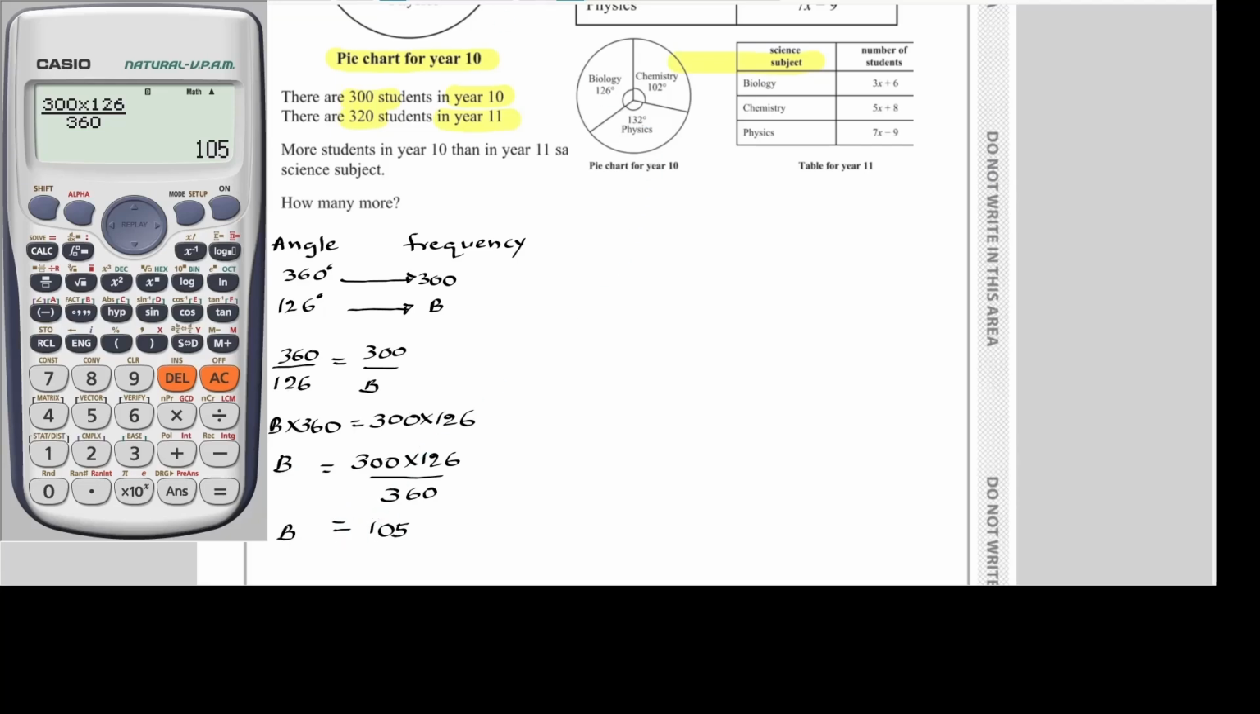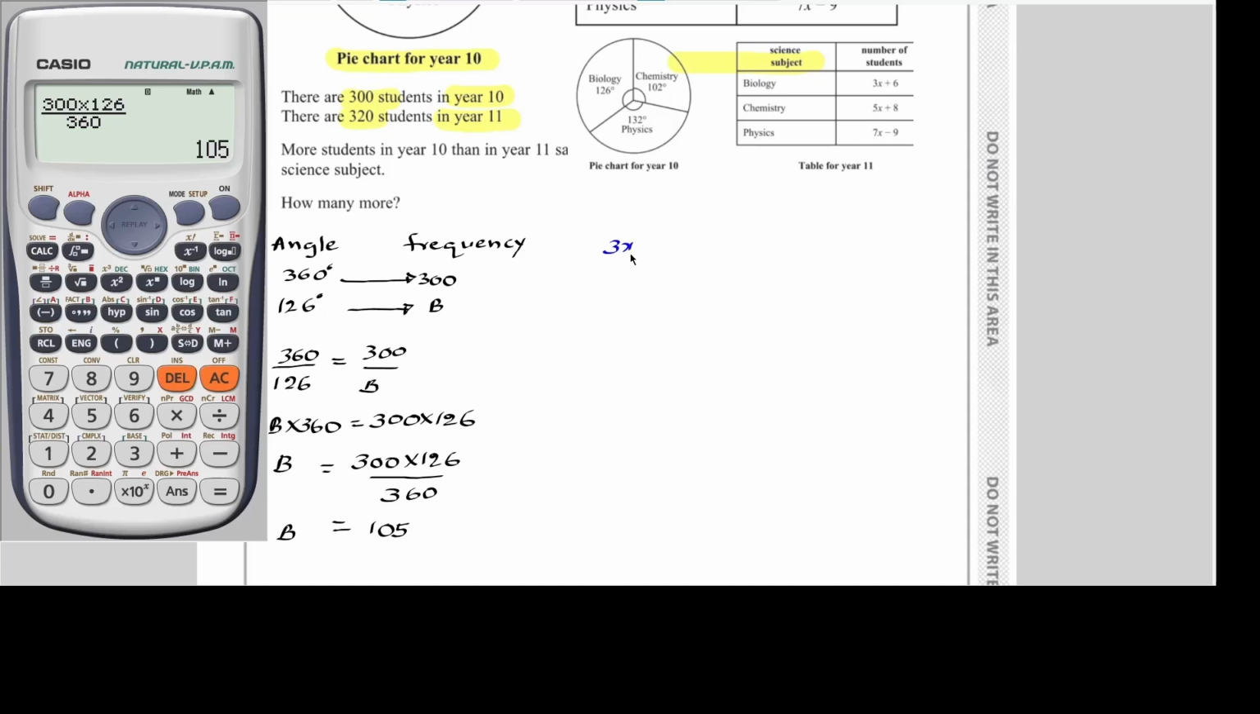Let's get the frequency for year 11. So year 11, it is like this. There are 320 students. So the subjects division is given like this, their favorite subject, depending on biology, 3x plus 6 students. Chemistry, 5x plus 8 students. Physics, 7x minus 9 students. Then these are the number of students that we can get as total, right? 3x plus 6 plus 5x plus 8 plus 7x minus 9 is the total number of students.